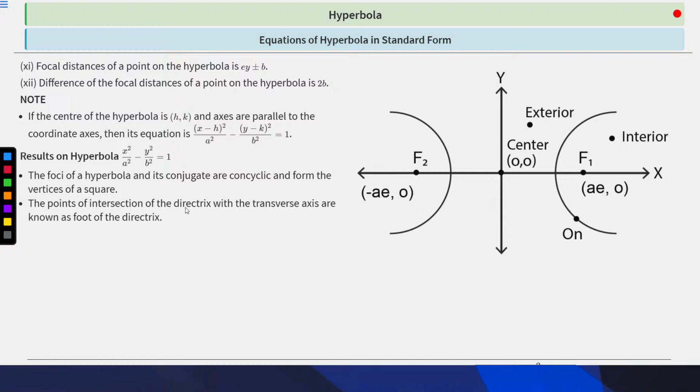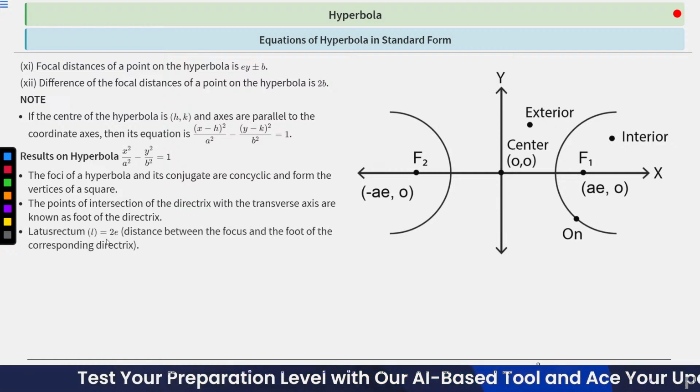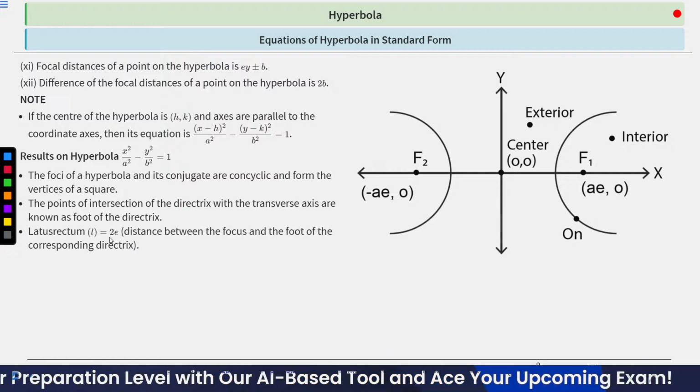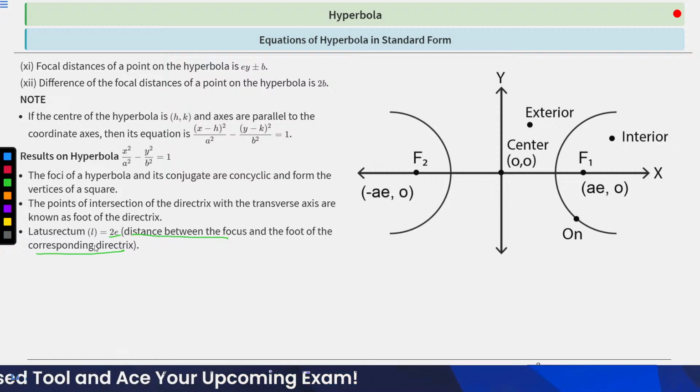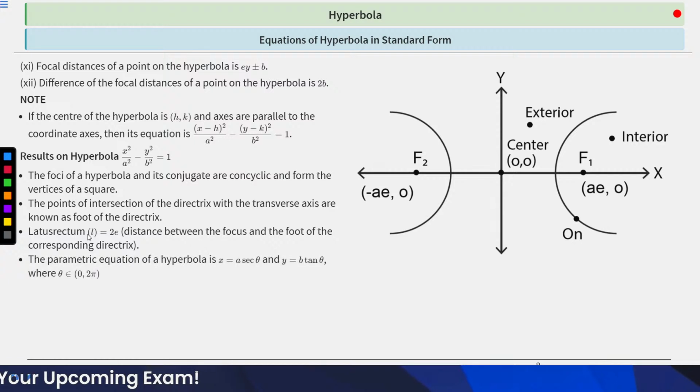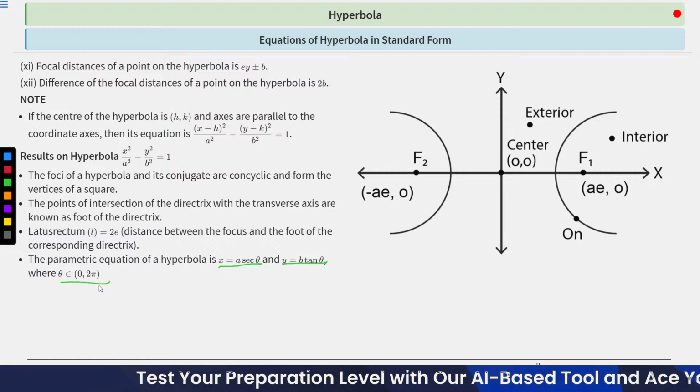The points of intersection of the directrix with the transverse axis are known as the foot of the directrix. The latus rectum is twice e times the distance between the focus and the foot of the corresponding directrix. The parametric equation of a hyperbola is x is equal to a sec theta and y is equal to b tan theta, where theta belongs to the open interval 0 to 2 pi.